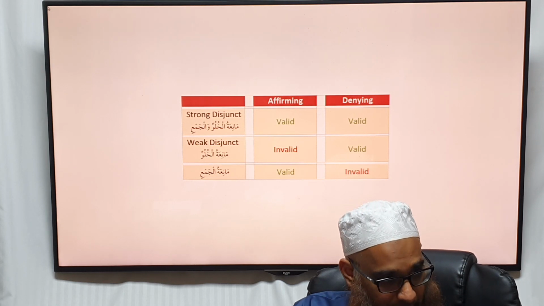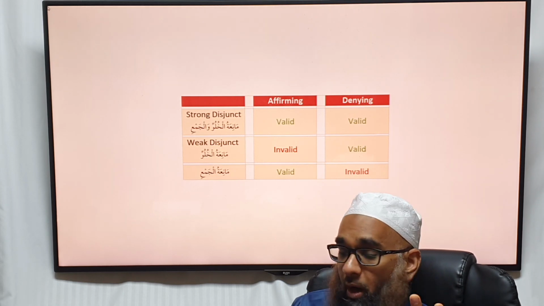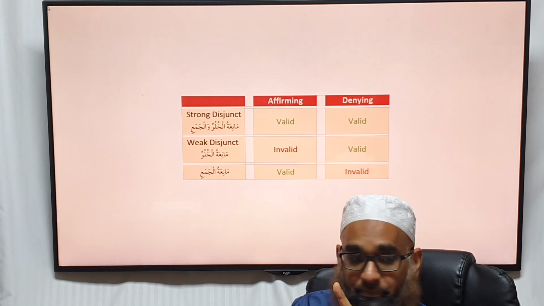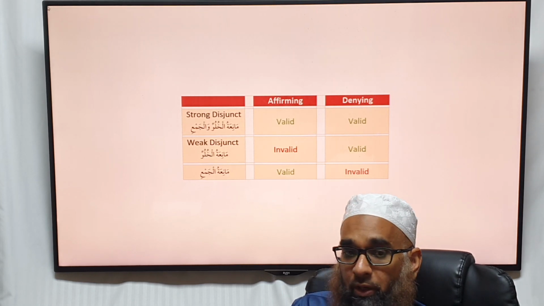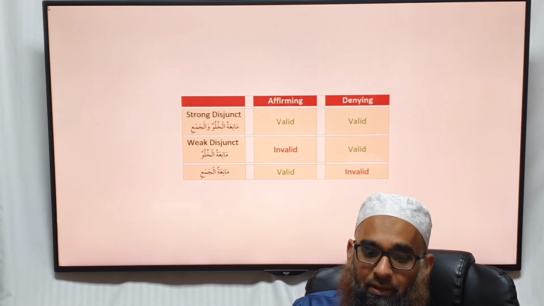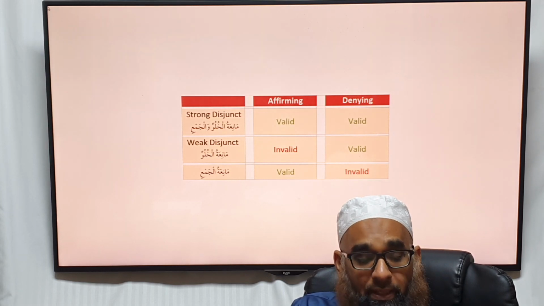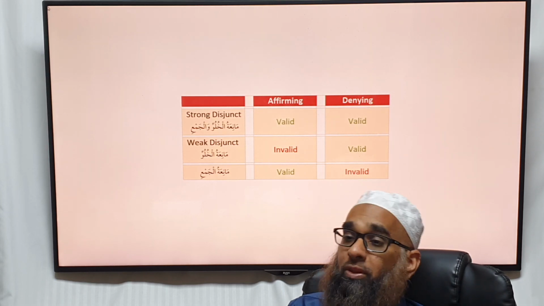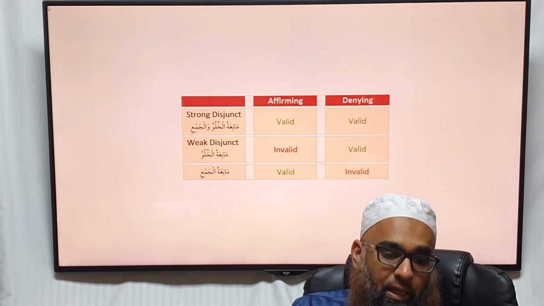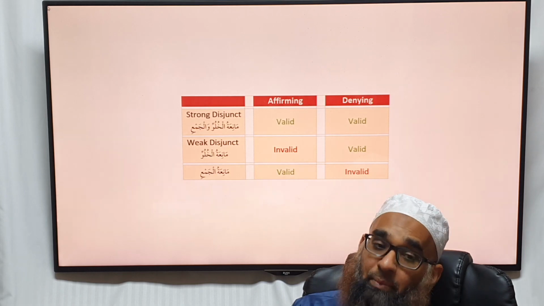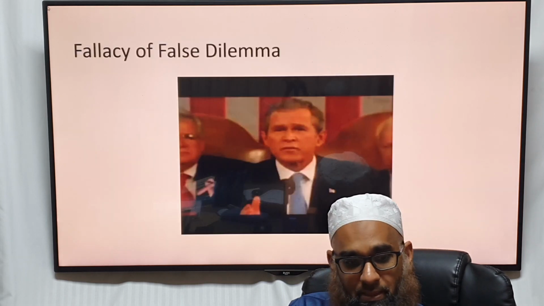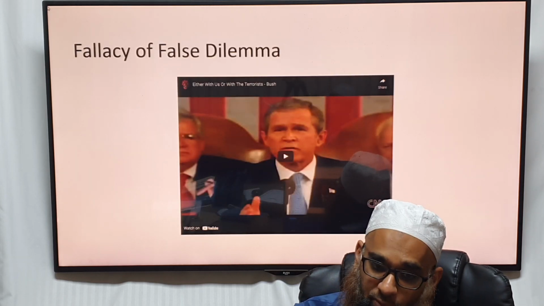Okay? Yes? If you have a weak disjunct, meaning only one of them, by affirming one you don't necessarily get the other one. You following? If you deny one, then you know, because it has to be one of them, the other one is necessarily true. And in manatul jam'i, by affirming one, you know the other one can't be there, because it can't be both of them. Yes? I'm not sure it's going to work with the audio.